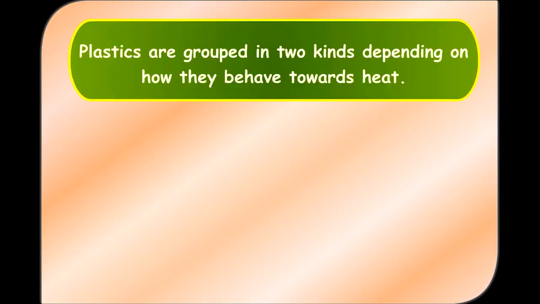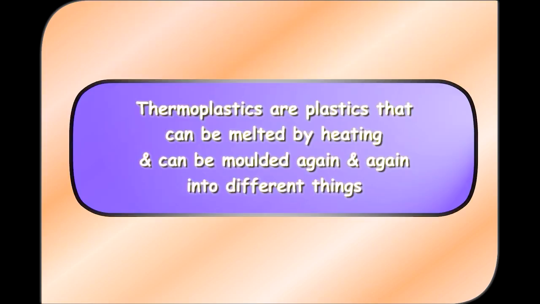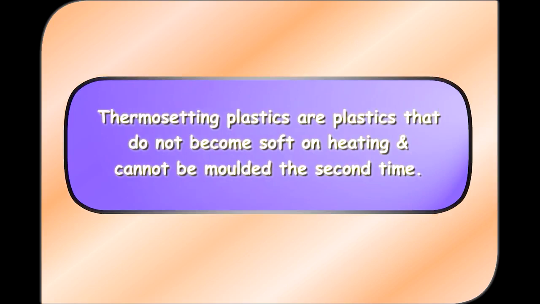Plastics are grouped into two kinds depending on how they behave towards heat. Thermoplastics are plastics that can be melted by heating and molded again and again into different things like polythene, polyvinyl chloride and polystyrene. Thermosetting plastics are plastics that do not become soft on heating and cannot be remolded the second time like melamine, formica and bakelite.